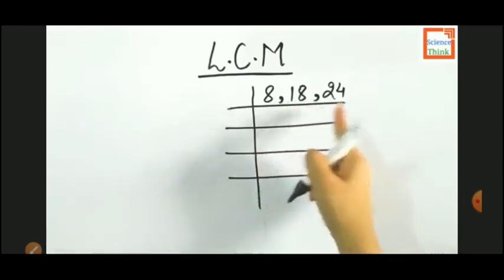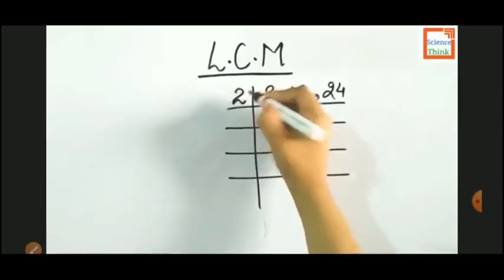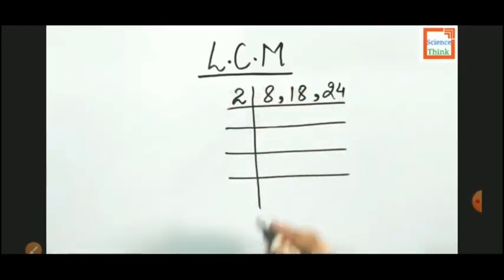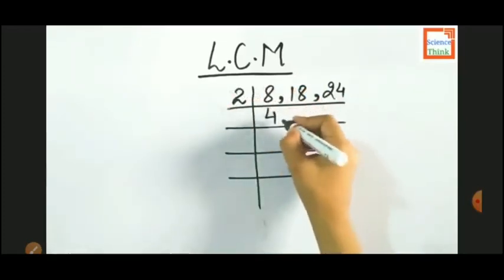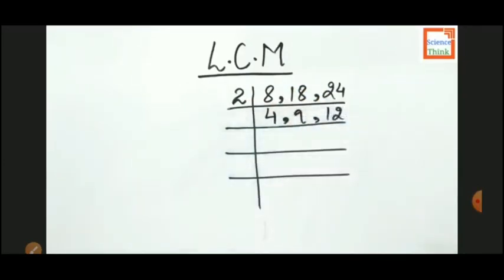As we can see, 8, 18, 24 are given. Let's start from 2. We can see that 2 is a prime divisor and can divide these three numbers. So 2 fours are 8, 2 nines are 18 and 2 twelves are 24.